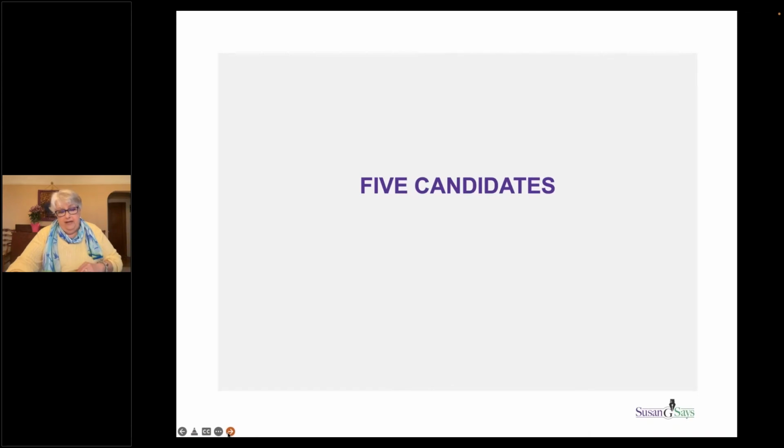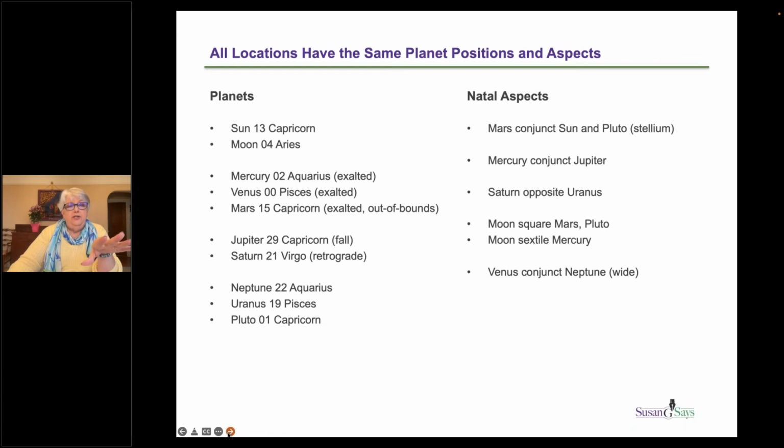So I have 5 candidates. And just to remind you that all 5 of these charts have the same planet positions and the same aspects between those planets. They all have the sun at 13 Capricorn. They all have the moon at 04 Aries. They all have the rest of these planets, as you see on the screen here. And interesting, isn't it, that Mercury is exalted, Venus is exalted, and Mars is exalted. Mars also is out of bounds.